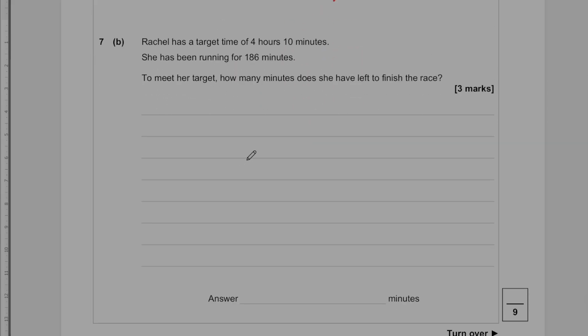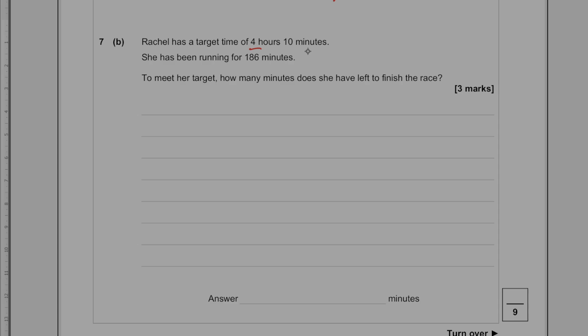Part B, Rachel has a target time of 4 hours and 10 minutes. She has been running for 186 minutes. To meet her target, how many minutes does she have left to finish her race?